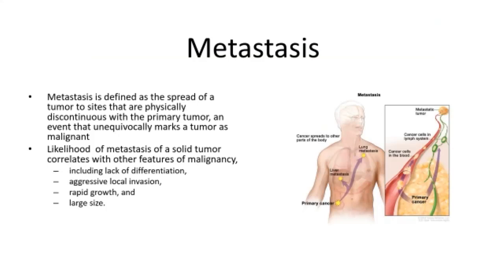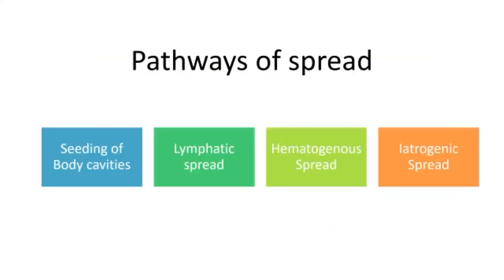The likelihood of metastasis of a solid tumor correlates with other features of malignancy like lack of differentiation, aggressive local invasion, rapid growth, and large size. All these features indicate that there is a high chance of malignancy.